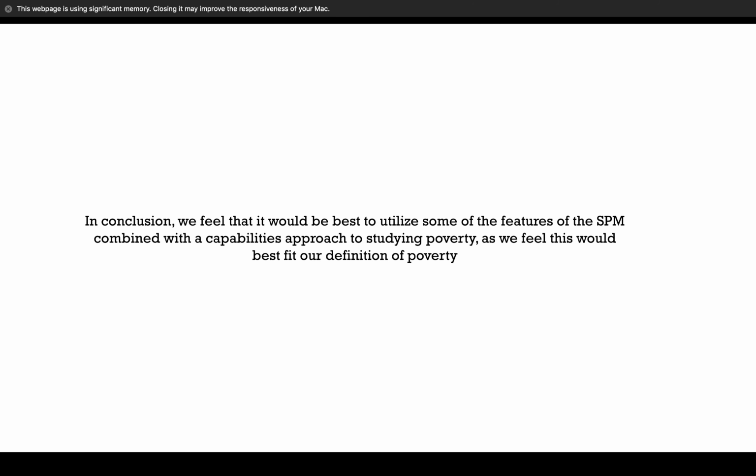In conclusion, we feel that it would be best to utilize some of the features of the SPM combined with the capabilities approach to studying poverty, as we feel this would best fit our definition of poverty.